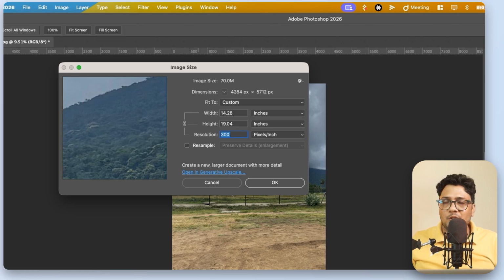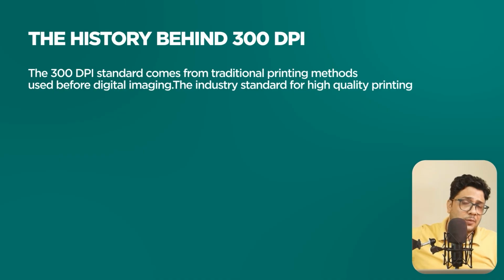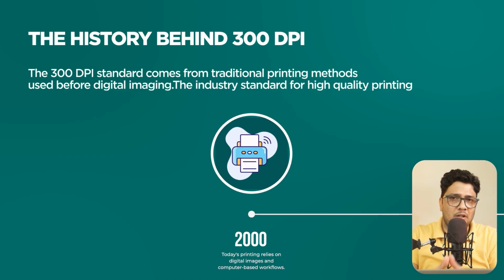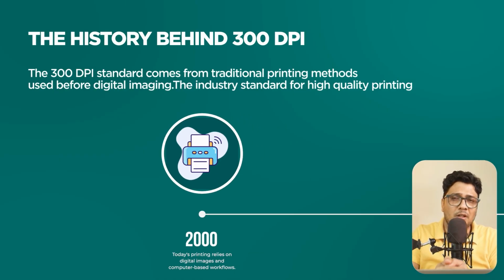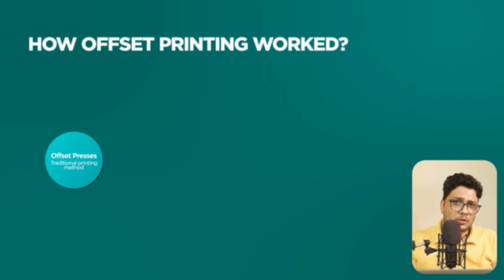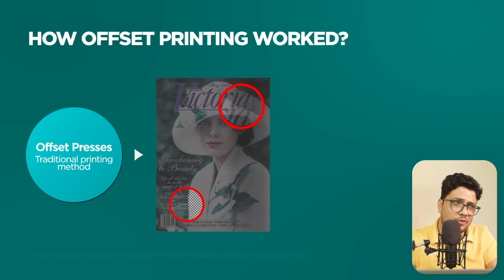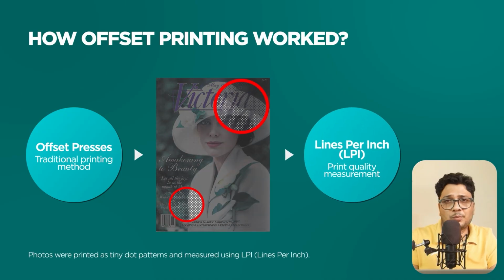Now, everybody tells you, tutorials, courses, YouTubers, that your artwork should be 300 DPI to print it large. So where did this number 300 come from? 300 isn't a magic number. It has a history behind it. Before digital print or digital imaging came into the picture, books, magazines, or anything were printed using offset presses. On offset presses, the images were laid out flat as fine grids of dots, and they were measured in lines per inch.